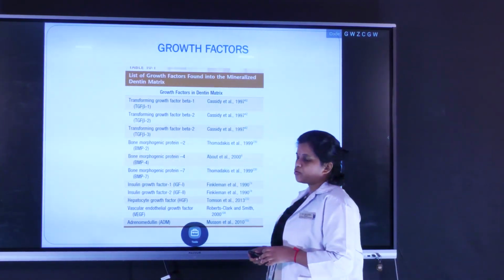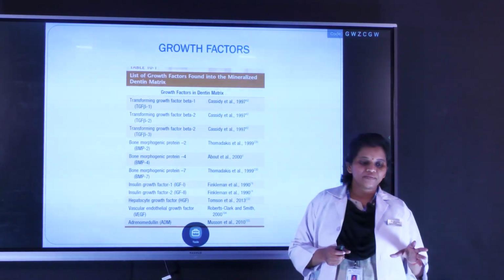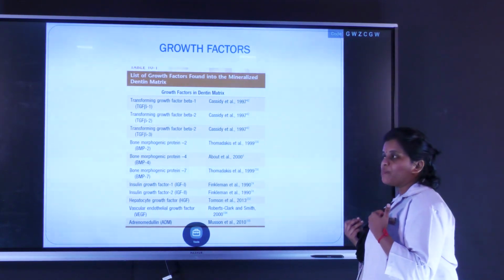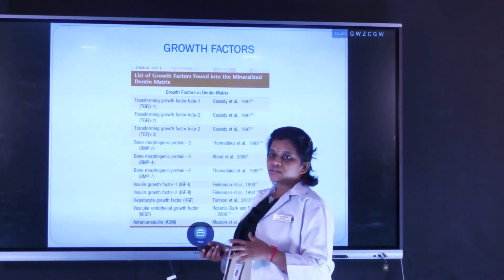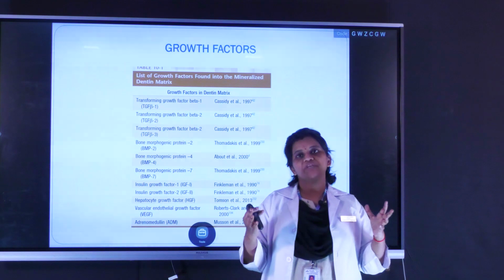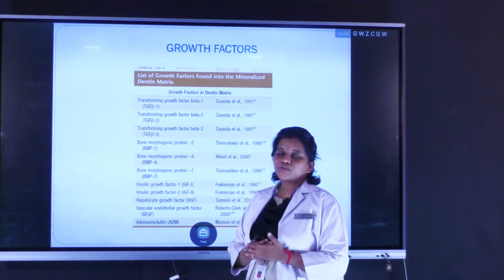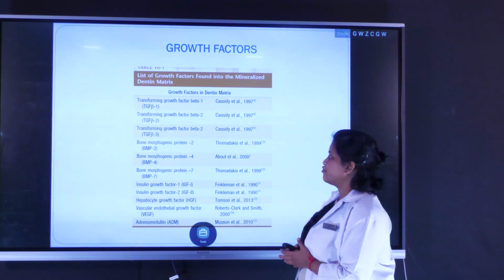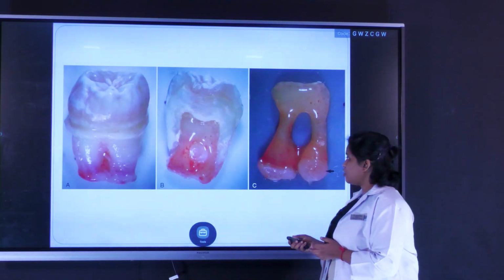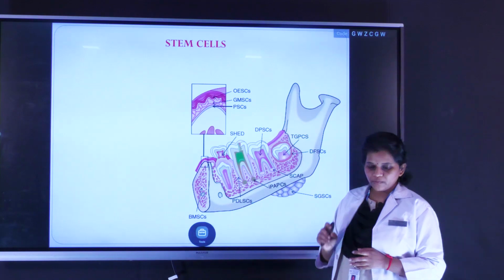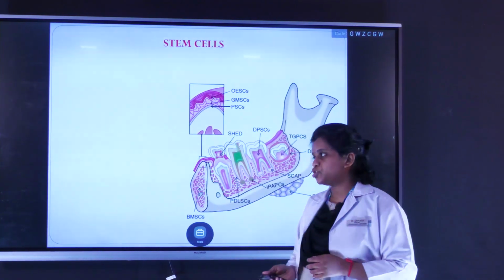Now coming to the growth factor. The importance of stem cells is that when we want to generate the growth of dental pulp-like tissue, we want some stem cells there so that they will differentiate to form a dental pulp, right? So the most commonly used stem cells for the regeneration of pulp-like tissue are the dental pulp stem cells.